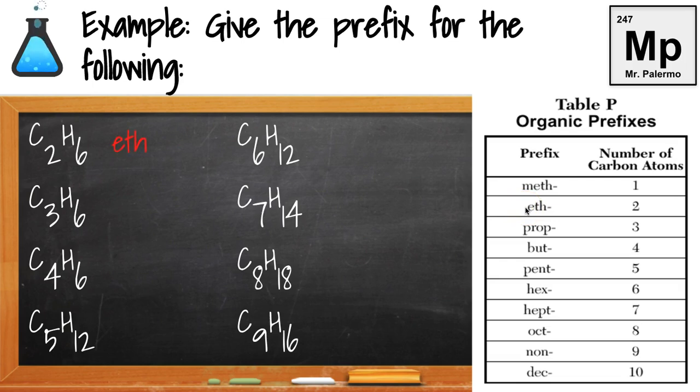to be the prefix eth. 3 carbons is going to be prop, 4 carbons is going to be but, 5 is going to be pent, 6 is hex, 7 is hept, 8 is oct, and 9 is non. And if you have 10 carbons, that would be a prefix of dec.